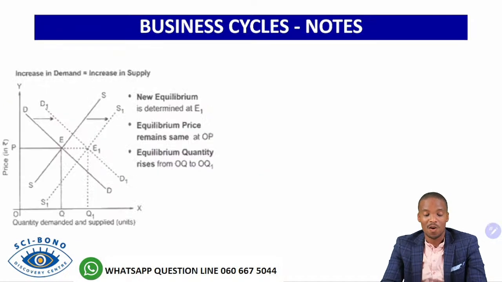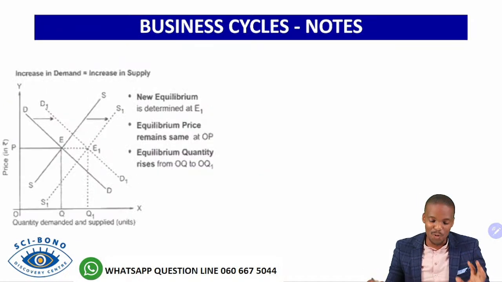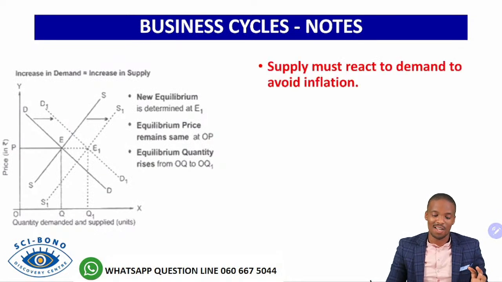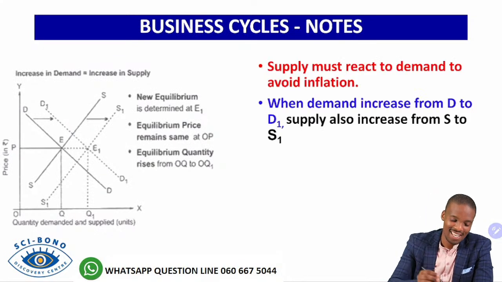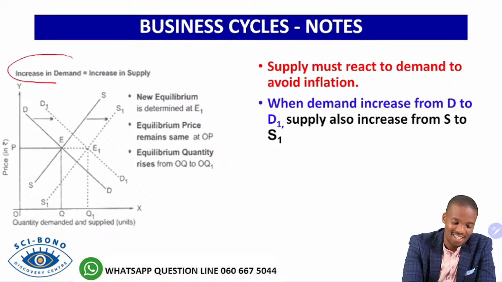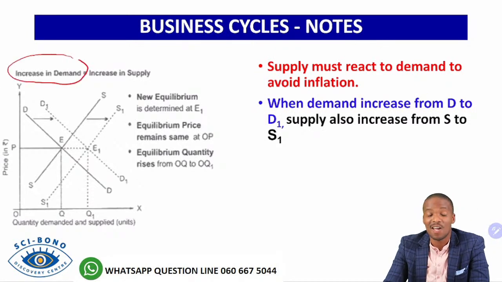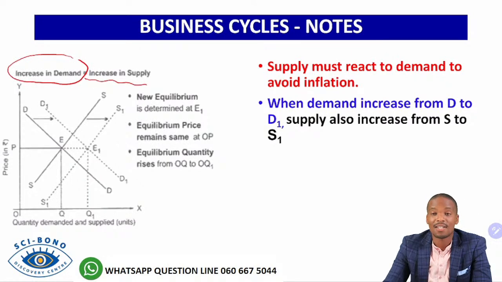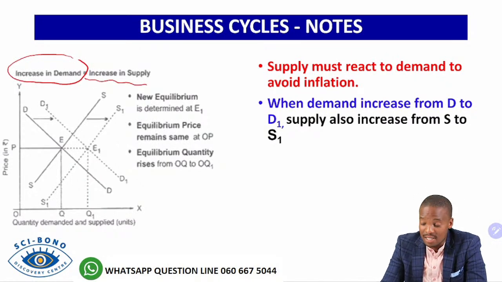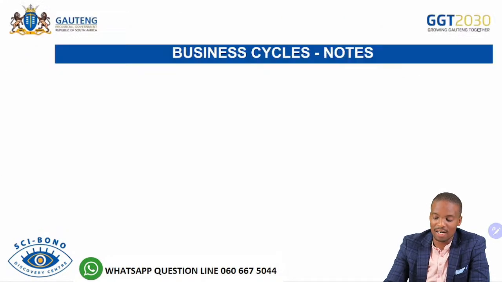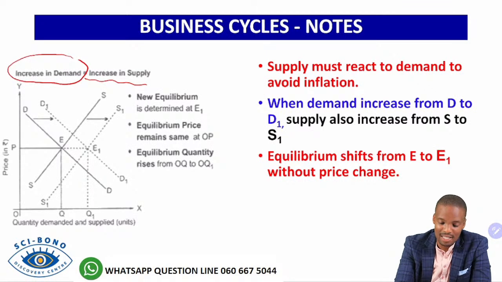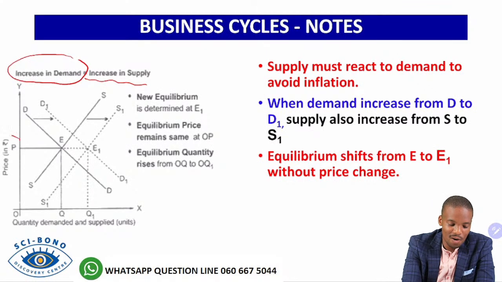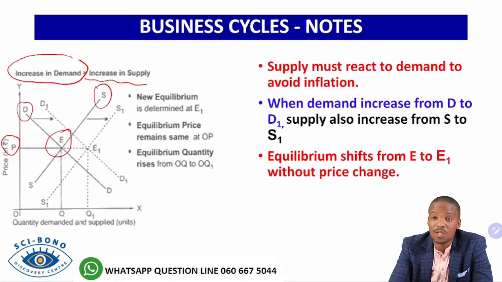And therefore, what is the desirable output? Or what do we wish for? We're saying if demand increases, we expect supply also to do what? To increase. We expect supply also to increase. So if you can look at this graph now, we had our original price at P, and then the original equilibrium there at E, of which demand was equal to supply.